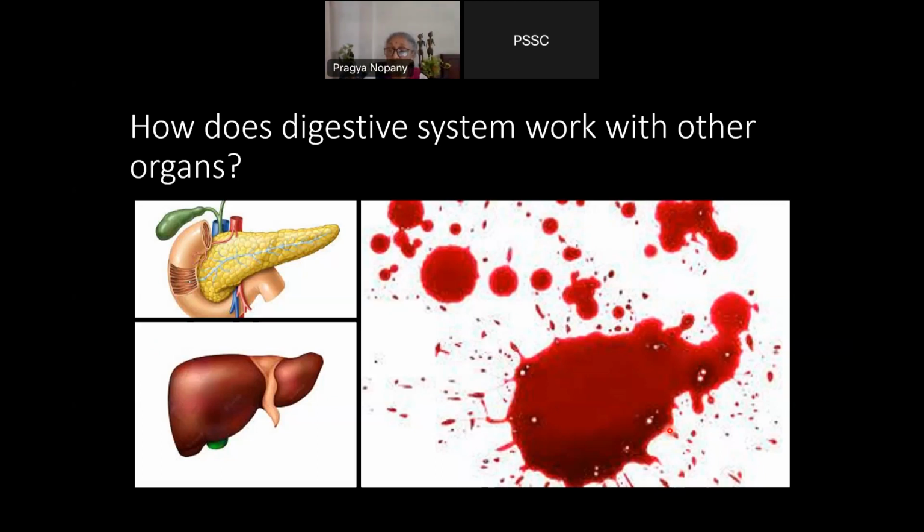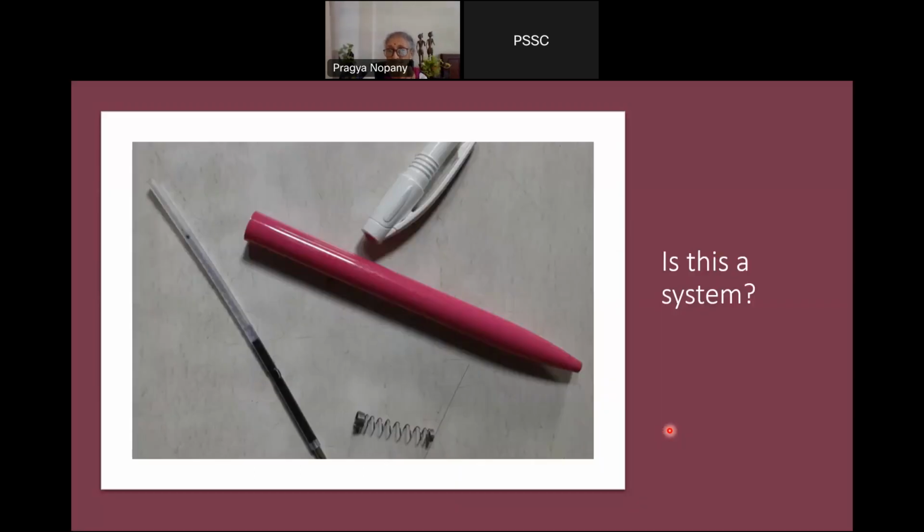So these are the points which you will bring to the notice of the children, and they will explore and think about it. Then you show them this system, show them these things. One is a refill, there is a small spring, then there is this body of the pen, and that is the cap. So ask them, is this a system?